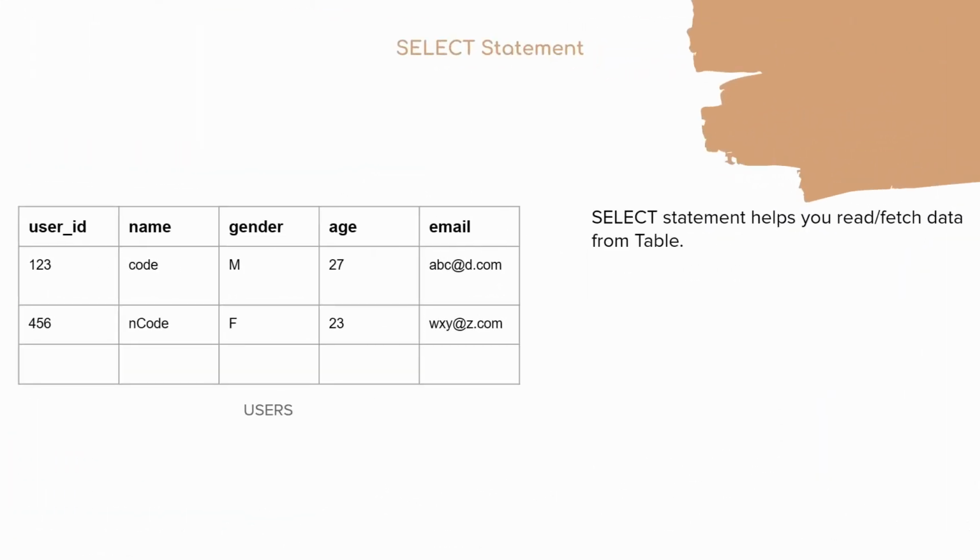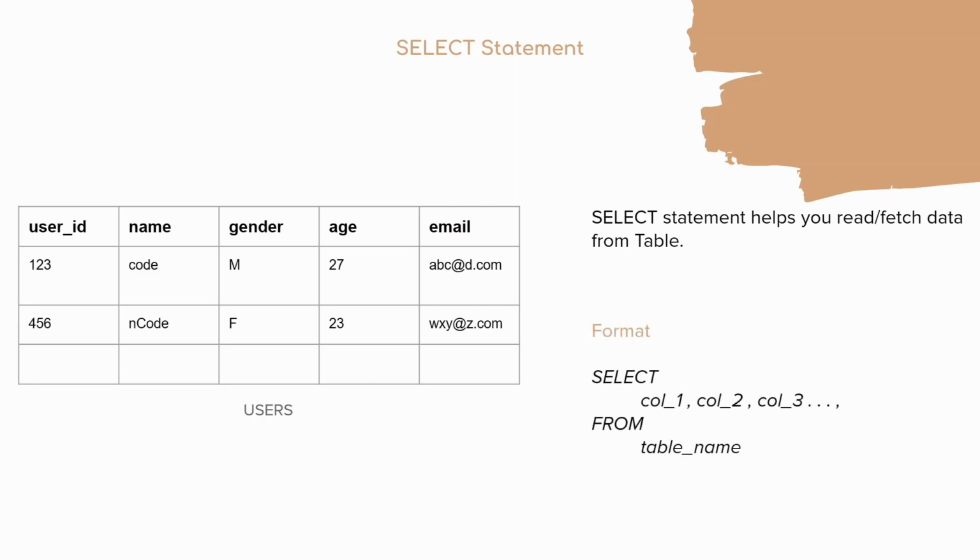So what is a select statement? Let's say you are given a users table, where we have fields like user ID, name, gender, age, and email, right? So you want to perform a fetch or retrieve operation on this table. What the select statement does is help you retrieve or fetch data from the table. All right, how? What is the format of it?